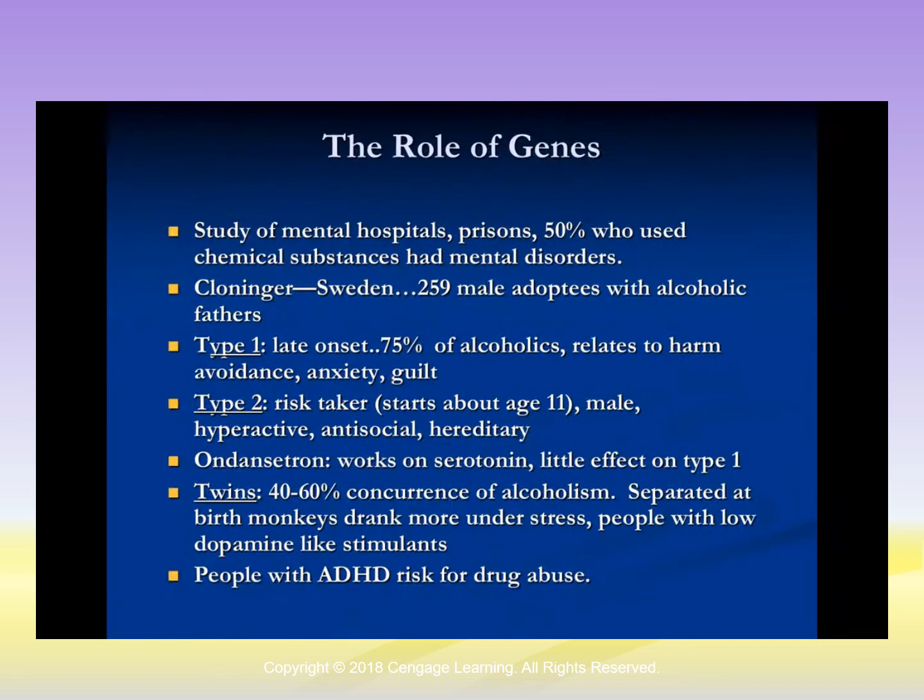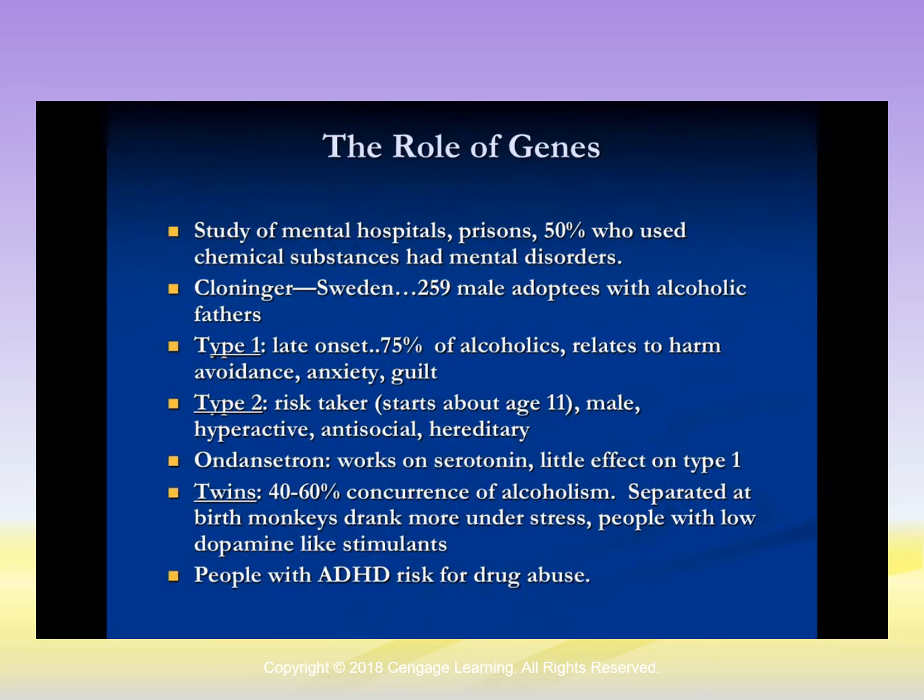Twin studies are interesting because we can look at identical twins and fraternal twins. And most of the studies show that there's about 40 to 60% concurrence of alcoholism. And they've also looked at monkeys as well. Separated at birth, monkeys drinking more under stress, or people with low dopamine liking stimulants. And so what they found was with fraternal twins, which would be 2 eggs, 2 sperm, is pretty much 50-50. If one twin had an addiction, that the other would or would not, 50-50. And then with identical twins, that's different because it's the same egg and the same sperm, and they split.